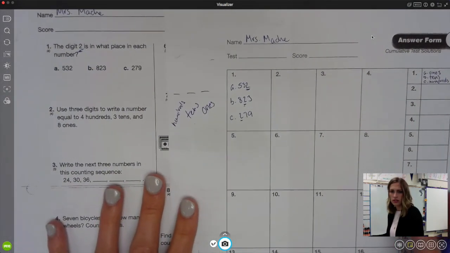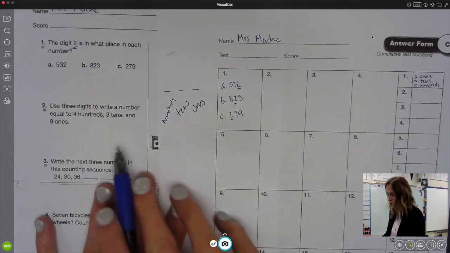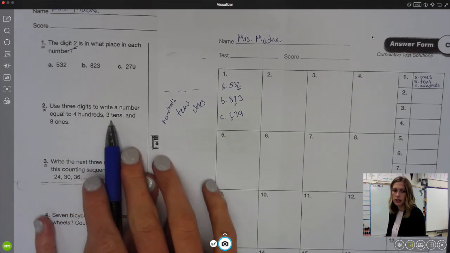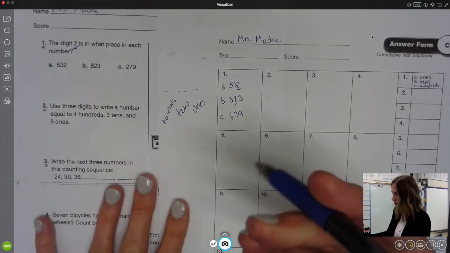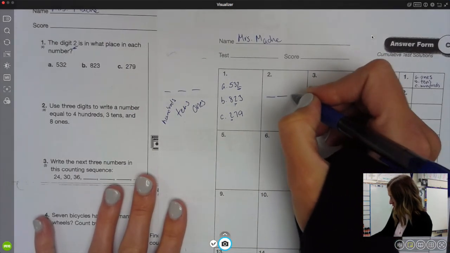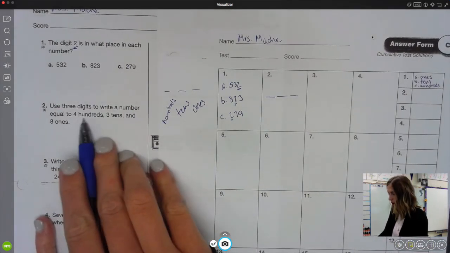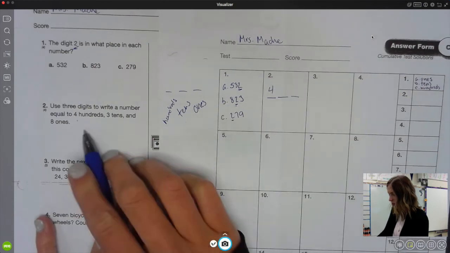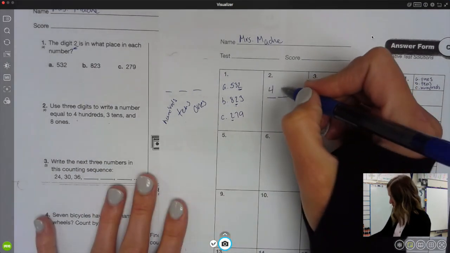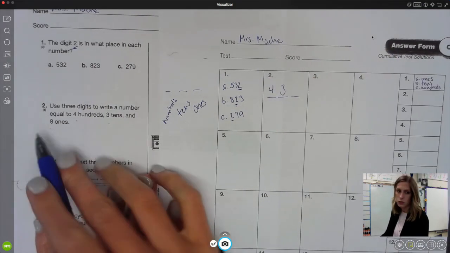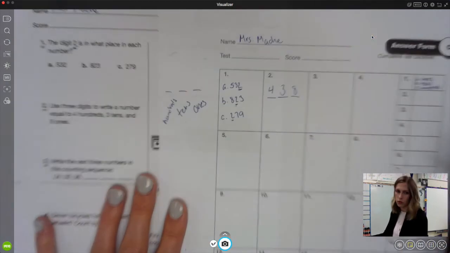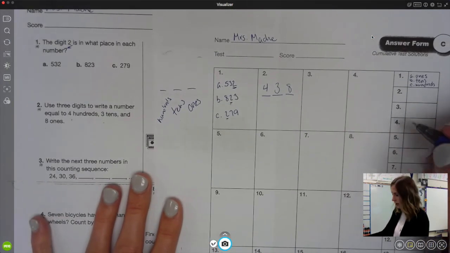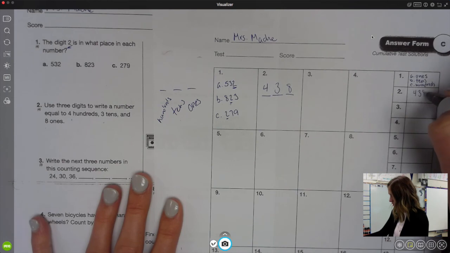Number 2 says use 3 digits to write a number equal to 4 hundreds, 3 tens, and 8 ones. So if we've got our hundreds, tens, ones, 4 hundreds, so 4 in the hundreds place, 3 tens, so a 3 in the tens place, and 8 ones, so an 8 in the ones place. So we get 438.